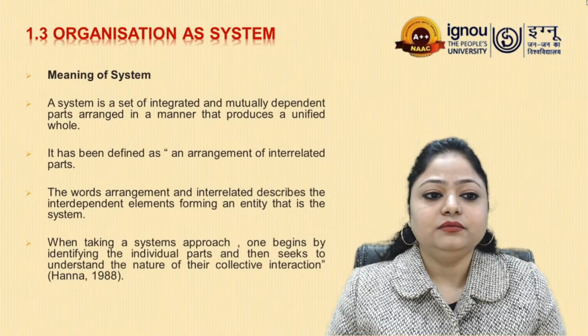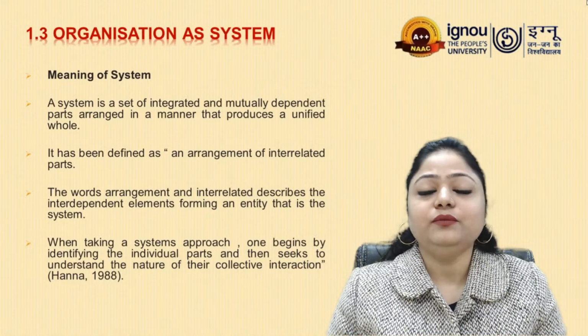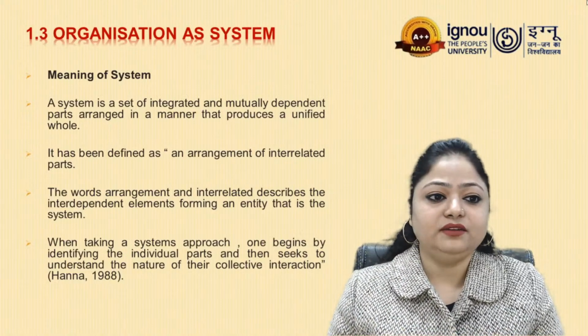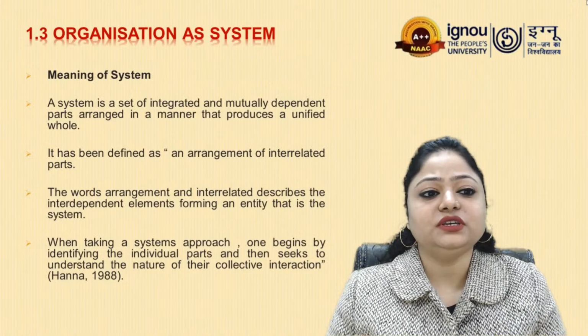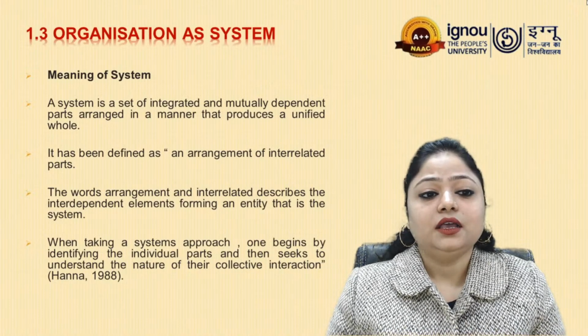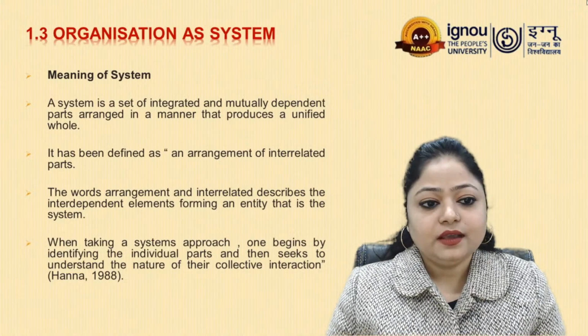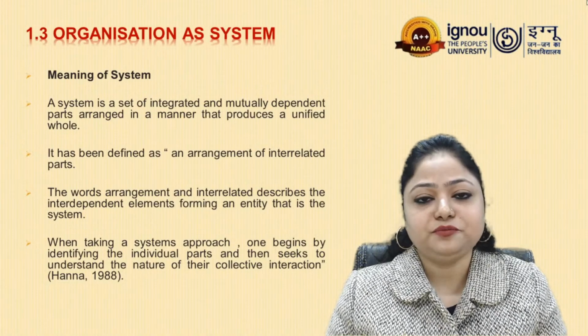So here let's look at the meaning. A system is defined as a set of integrated and mutually dependent parts arranged in such a manner that it produces a unified result and acts as a whole system. So it has been defined as an arrangement of interrelated parts.